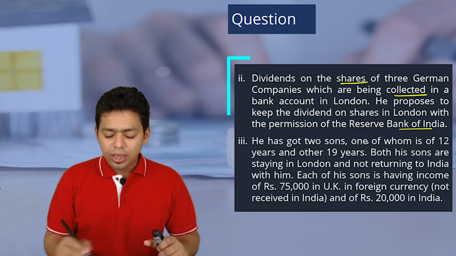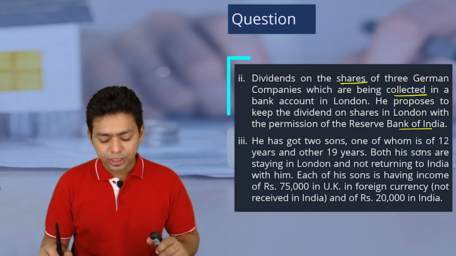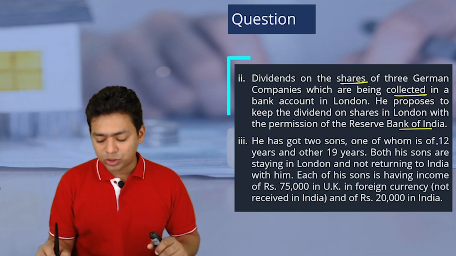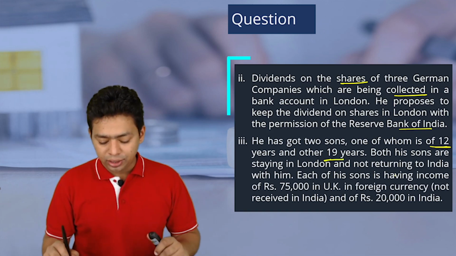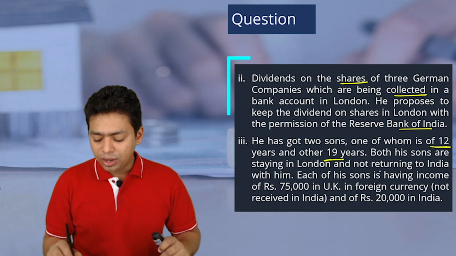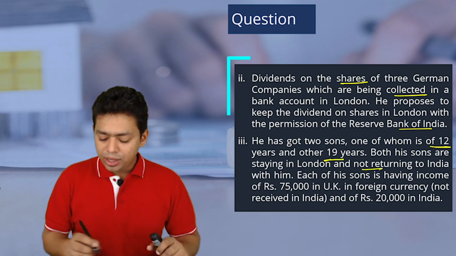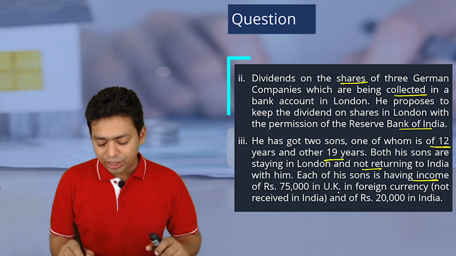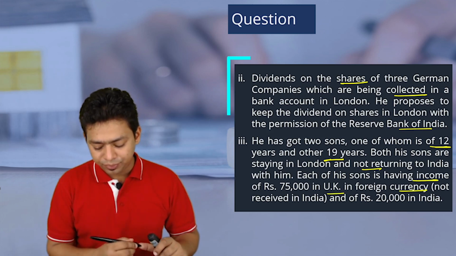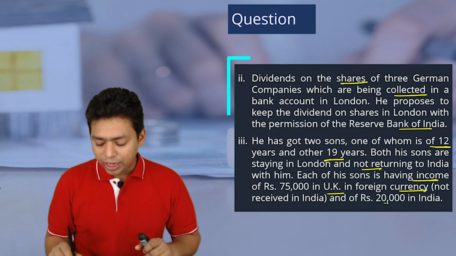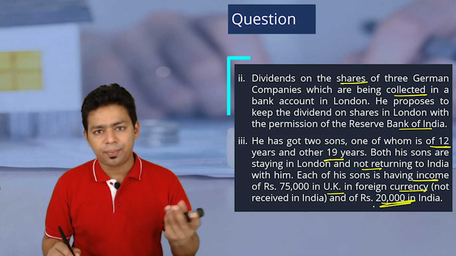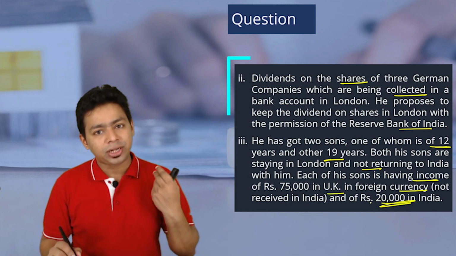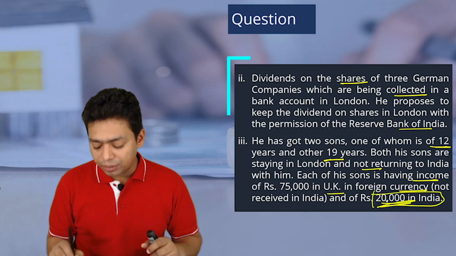Okay. He has got 2 sons, one of whom is a 12-year-old and the other is 19-year-old. So this is minor, this is major. Both of his sons are studying in London, staying in London and not returning to India with him. Each of his sons has income of 75,000 in UK foreign currency, not received in India, and 20,000 in India. Obviously, whatever income sons are earning outside India, they are non-resident, it is not even taxable in India. Yeah, Indian income is taxable.